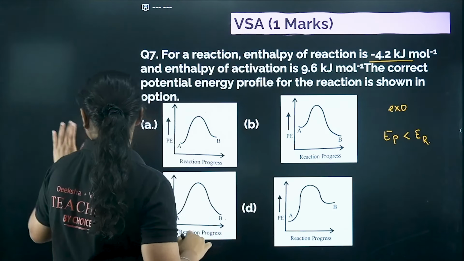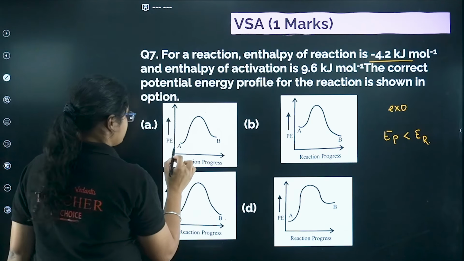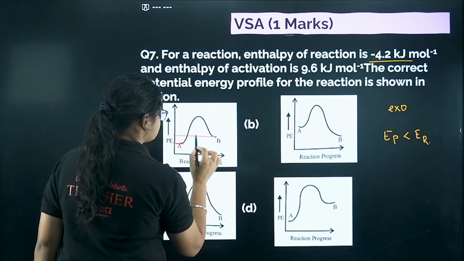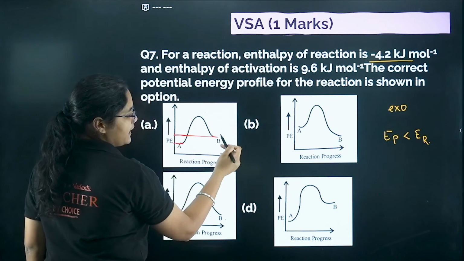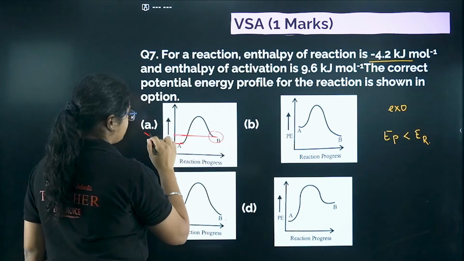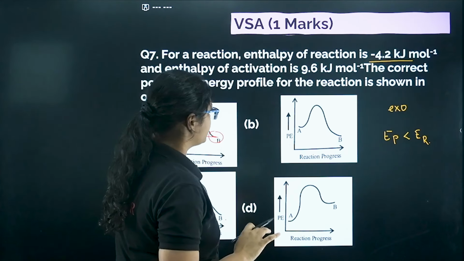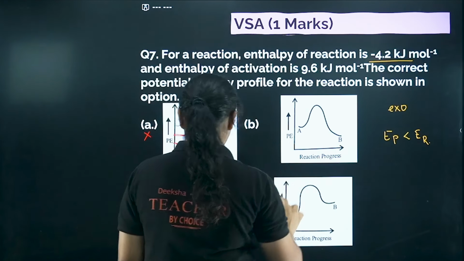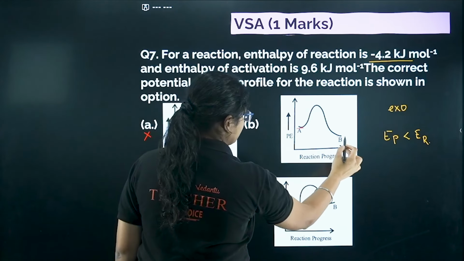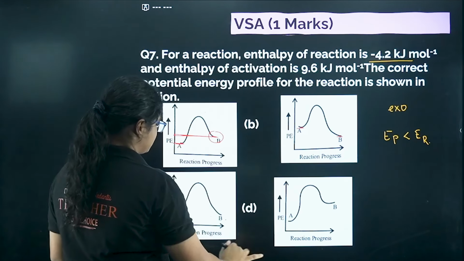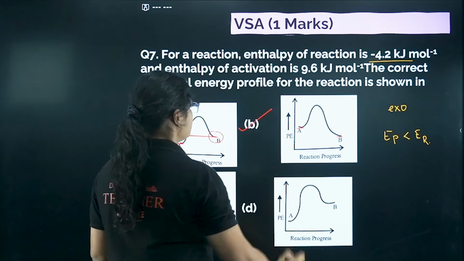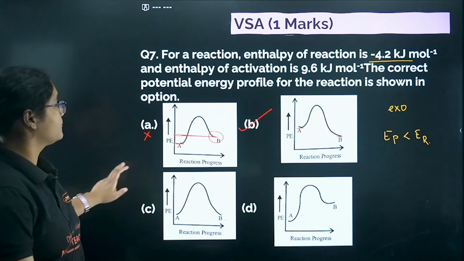So here if you see, if I draw the graph, see, this is the energy of the reactant and this is the energy of the product. So this energy of reactant is more than that of the product, so this is wrong. Next, this can be correct, okay, yes, this is the only option where I have this delta H condition satisfied. Other two options are also wrong, so option number B here.